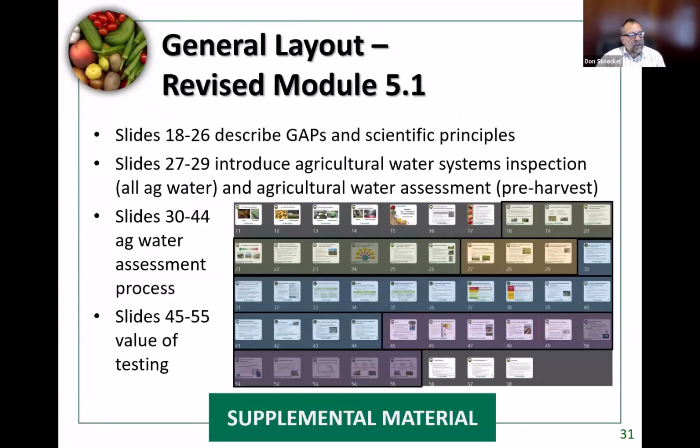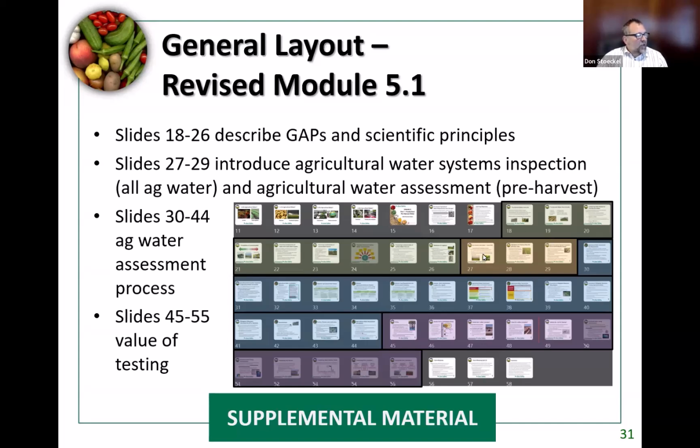This is a supplemental slide that I threw in simply to help you understand the structure of the module. We're up to slide 17 now, and I'm sorry, we will be in a couple of slides. And if you skip forward a little bit, we're going to talk about good agricultural practices and scientific principles first. So all these slides that are in the light green are similar to what you may have seen in previous versions of Module 5.1, and they cover the concepts.